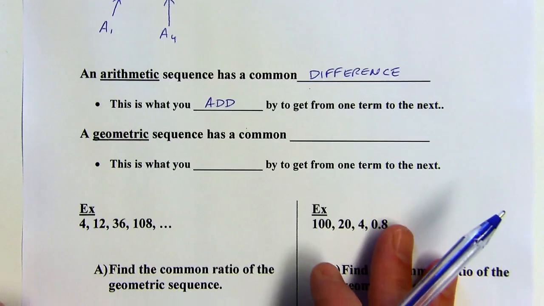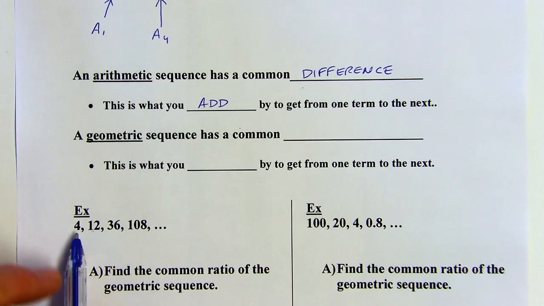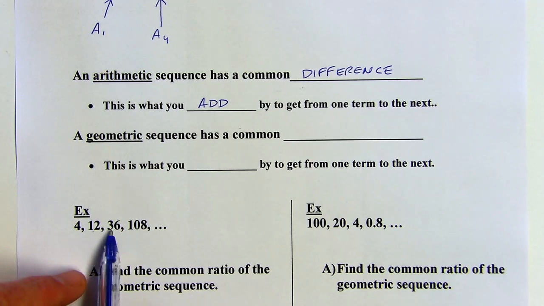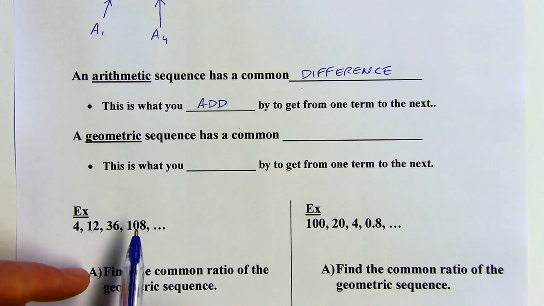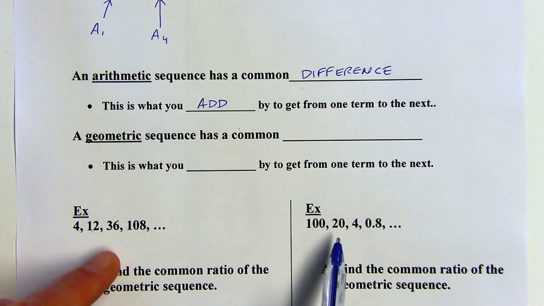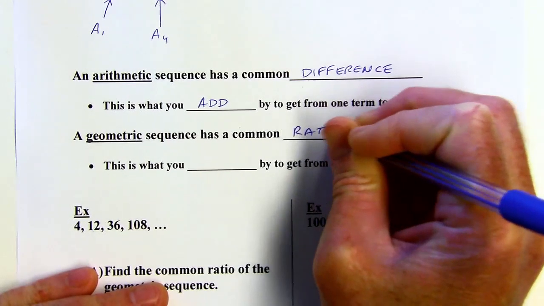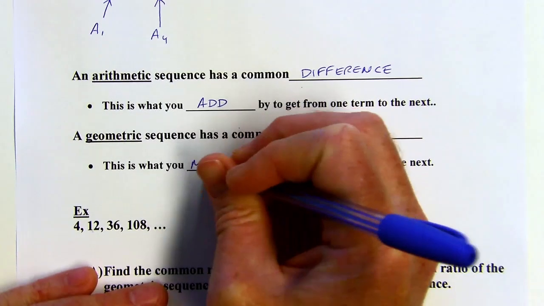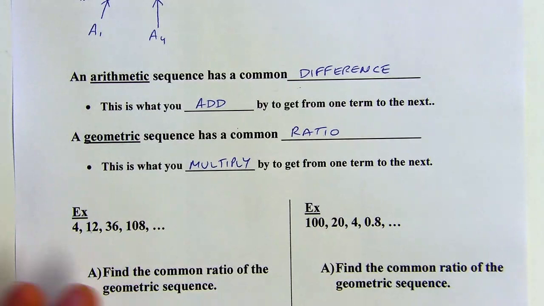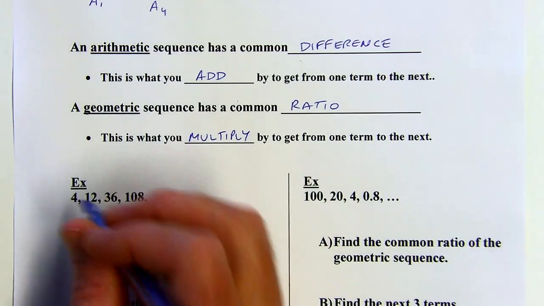So if you look down at these sequences, we can't add the same thing to get from one term to the next here. 4 plus 8 would be 12, and then it's going to be 24 to get to the next term. So we're not adding. It doesn't work with adding on either of these, or subtracting here either. Okay, and that's because these are going to be geometric sequences. A geometric sequence has a common ratio. And that's what you're going to multiply by to get from term to term. So if you're multiplying by the same thing every time, then you've got a common ratio and you've got a geometric sequence.